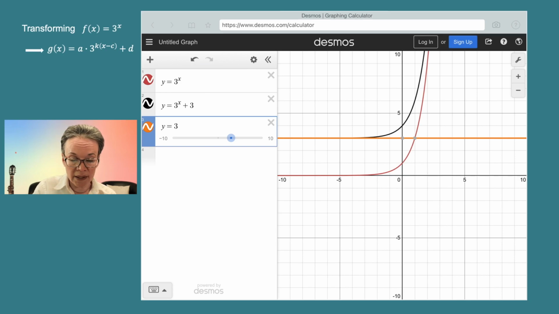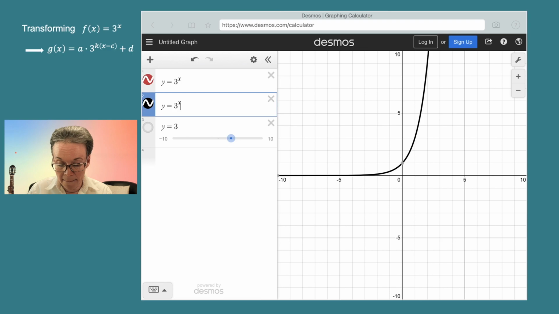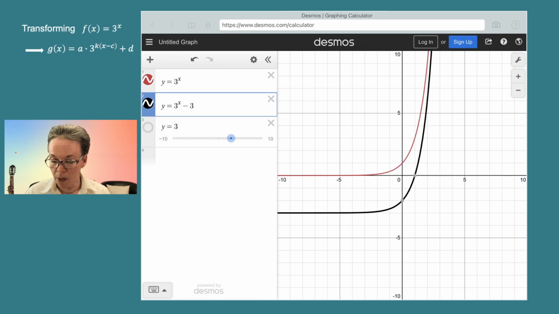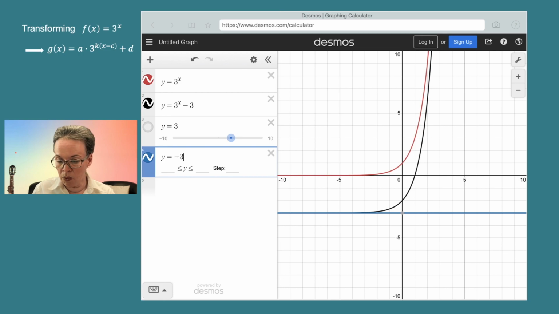So now what happens if d is negative? So if d is negative, let's say something like -3, notice now how we have a vertical shift downward. So this y-intercept is shifted 1, 2, 3 by 3 units. And in fact, the new horizontal asymptote will be y equals -3. So it is this blue horizontal line that you see right here.